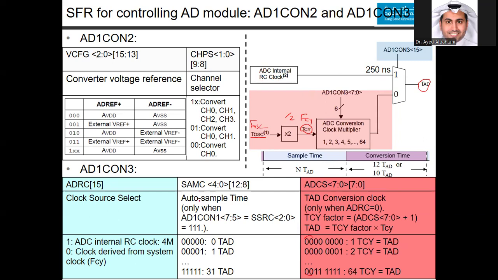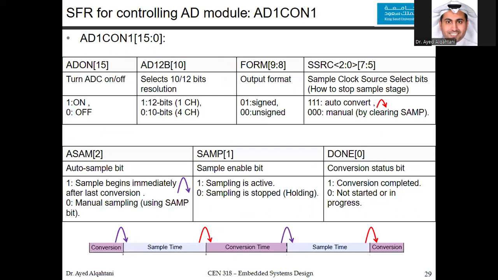Now we need to explain one field, which is the SAMC. It has 5 bits, and that's the auto sample time. Now, this automatic sample time is associated with the SSRC. If you remember the SSRC that we talked about here. Now, the obvious choice that I said is to have an auto convert, which is 111.